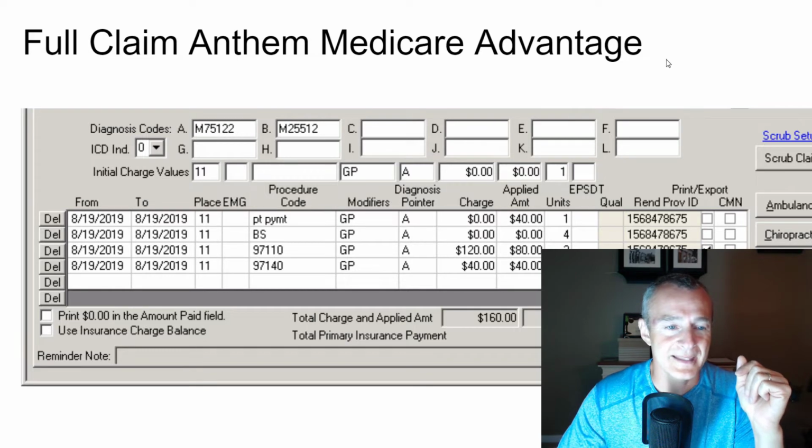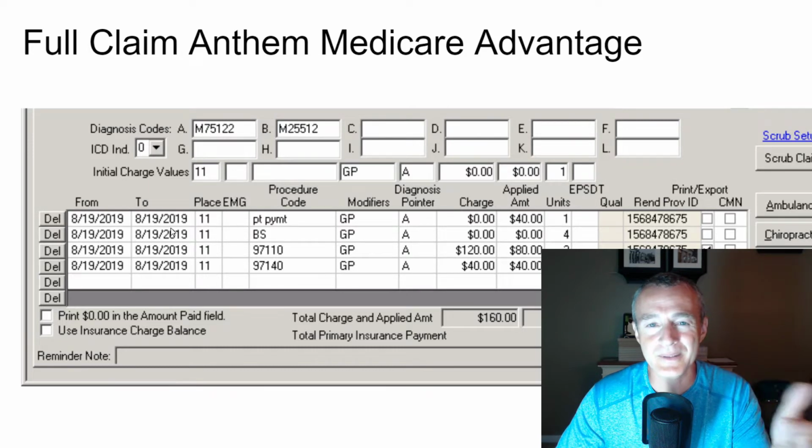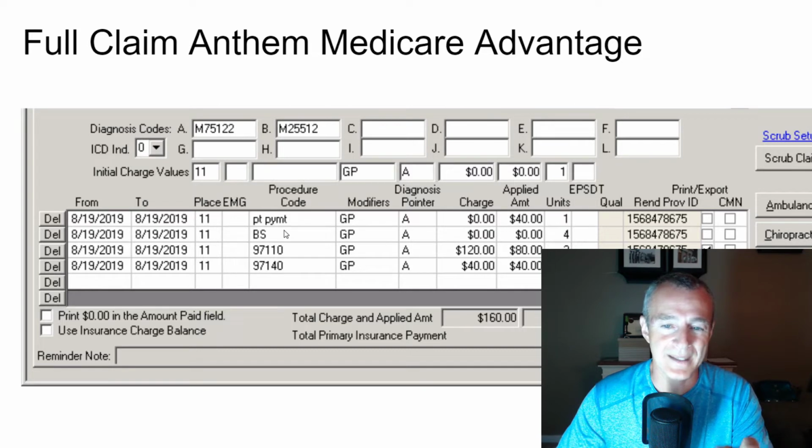This first claim was date of service August 19th, 2019. So we're in the beginning of September. This was just a couple weeks ago. You can see the primary diagnosis, the secondary diagnosis. This is exactly what the claim went out as. What I mean by that is, you see the to and from date of service, you see place of service 11.